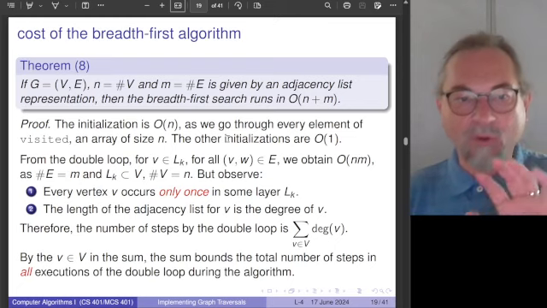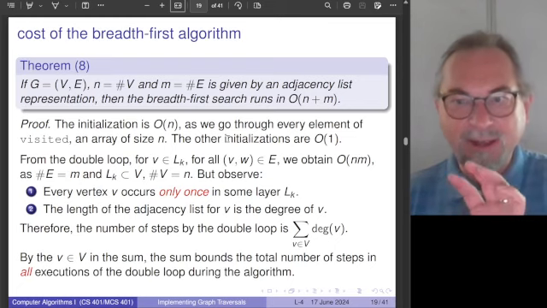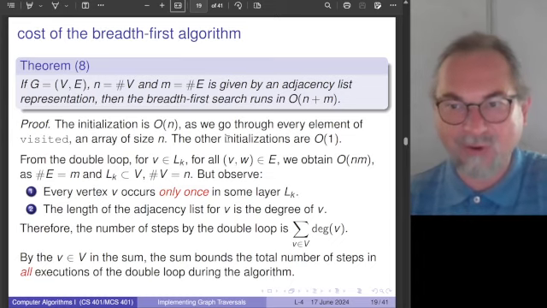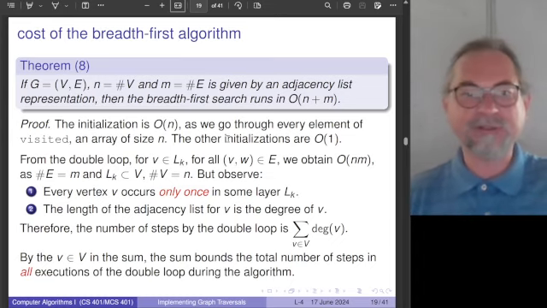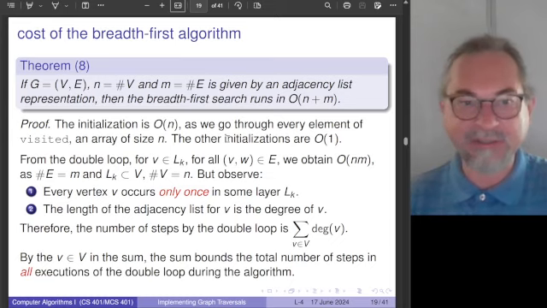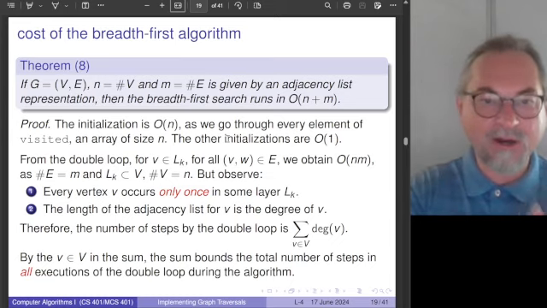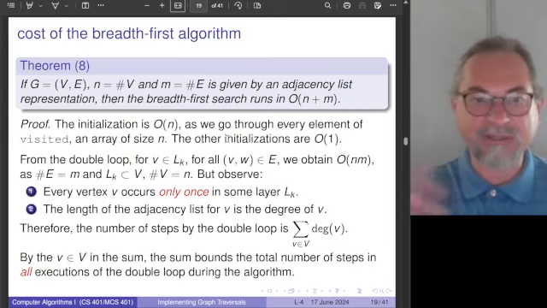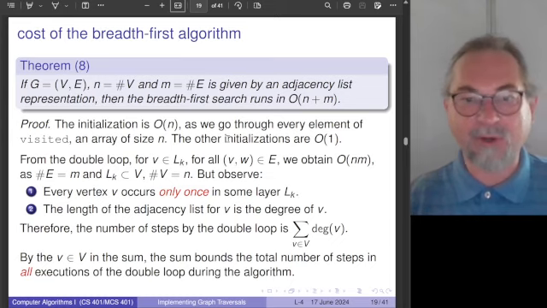And if we go over all the edges, it could be just as bad as going over all the vertices, but actually with the adjacency lists, we are going as many times for each vertex as the degree. So the number of steps in this double loop is actually the sum of the degrees over all the vertices in the connected component of the graph.